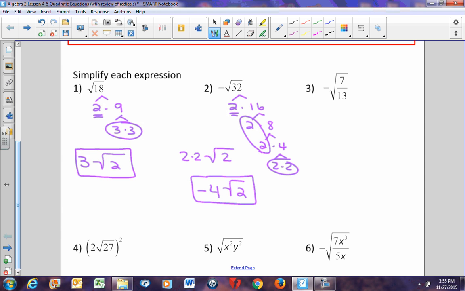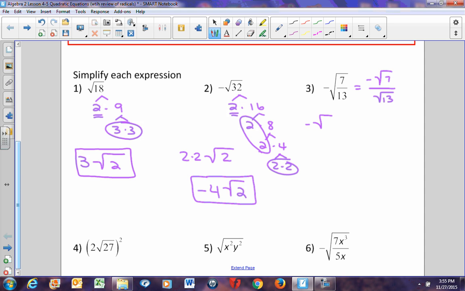The negative square root of 7/13, that's the same thing as saying negative square root of 7 over the square root of 13. If you remember from earlier things that we've learned in both algebra and geometry, you cannot leave a square root in the denominator. It's not a rational number, it's an irrational number. To make it a rational number, we must rationalize the denominator.